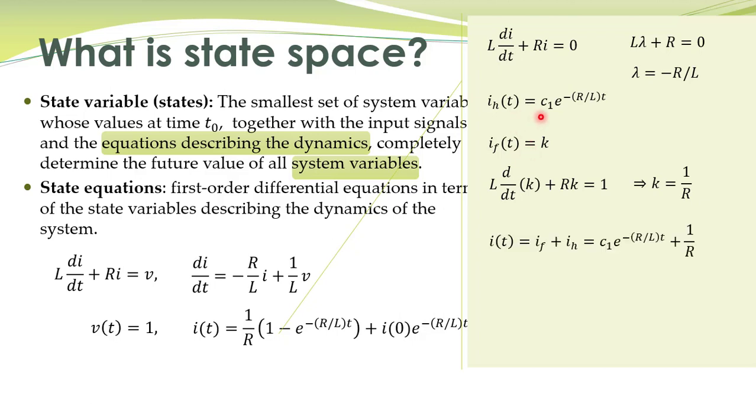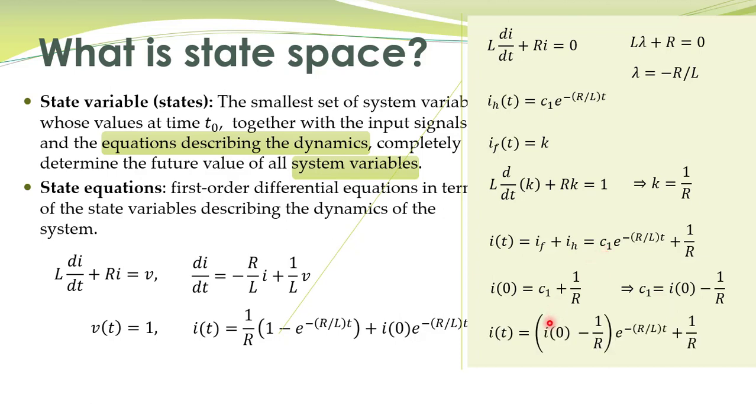What is the overall solution? Sum of the two solutions. So that is the solution, and if you are provided with some initial conditions, then you can determine these constants. I of 0 is the initial condition. We have simply substituted it over here, and then at t equal to 0, this term is simply C1, and this is 1 over r, that is written over here, and that gives you C1 equal to this thing, and the overall solution is given by this expression, which is rewritten over here. So you already know how to find the solution to first order differential equations.